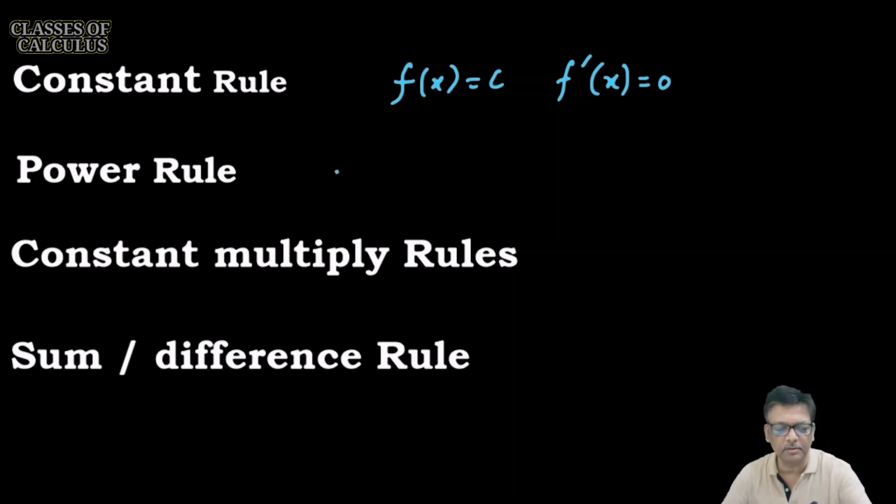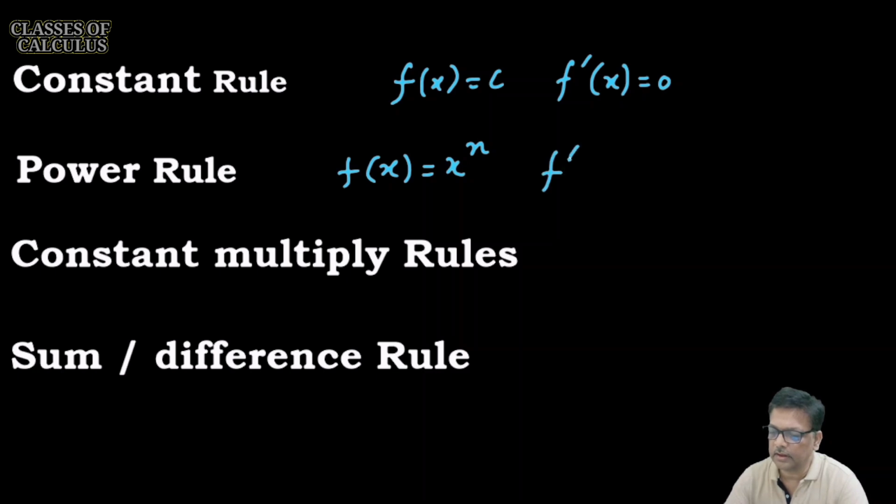Next is the power rule. By this rule, you can bring down the exponent and reduce it by 1. That is, it will be a formula like this. If you have a function f(x) equal to x to the power n, then the derivative of the function is n into x to the power n minus 1. So this is the power rule which can be applied for finding dy by dx.